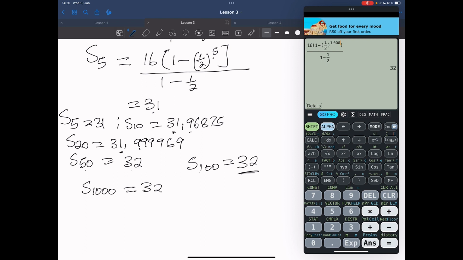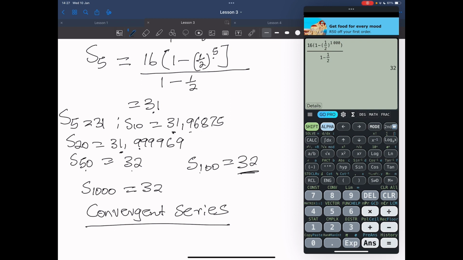Now, this type of a series whereby the sum goes closer to a particular number, we say it's a convergent series. So we are saying it's a convergent series because the more terms that we are adding, the closer we are converging to a particular number. So it's a convergent series.